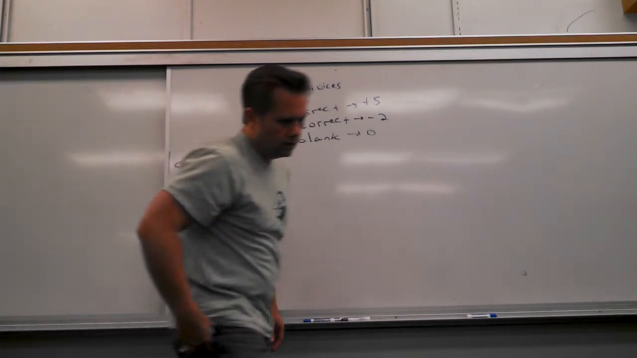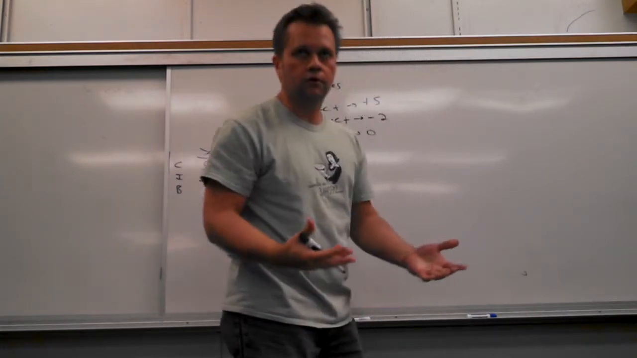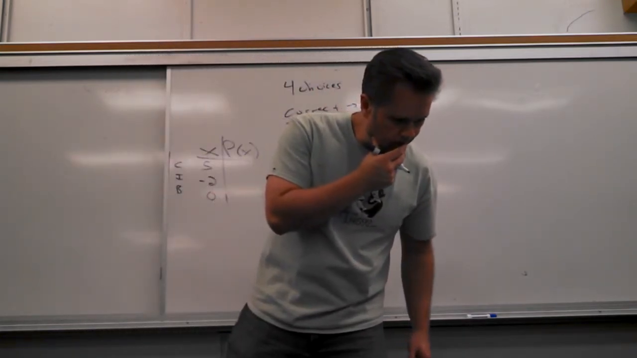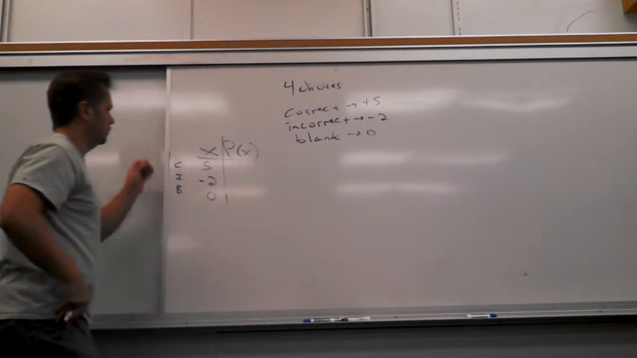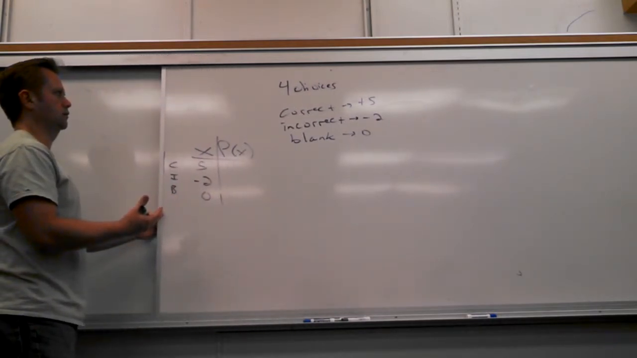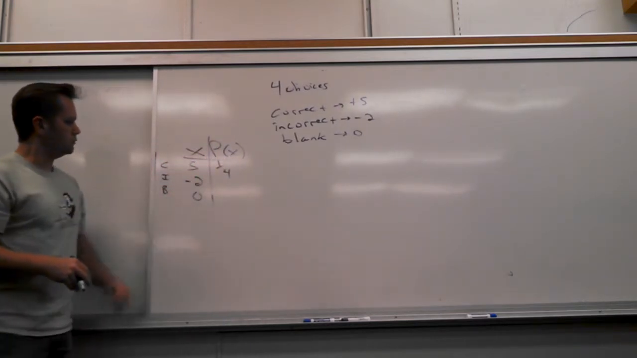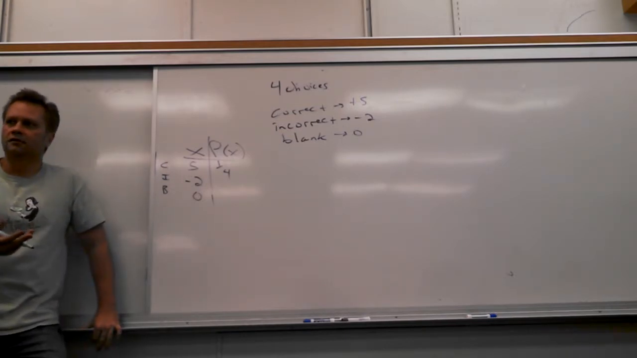So, 4 possible answers, and there's only one right answer, right? If you don't know the correct answer to a particular question, is it to your advantage to guess? So what is the probability that I would get the right answer? 1 out of 4. And what's the probability that I would get the wrong answer then? 3 out of 4.